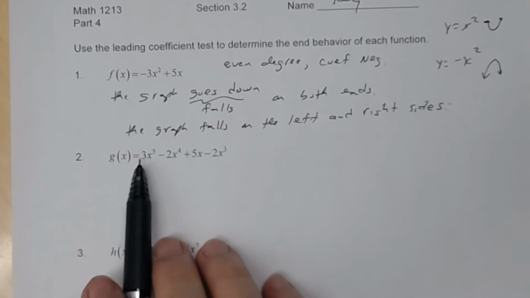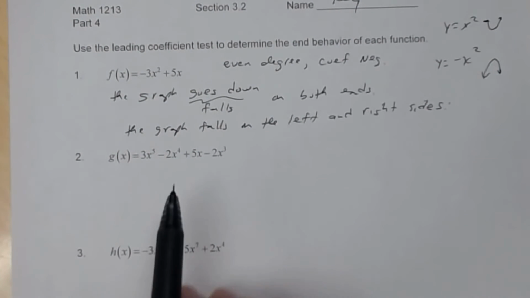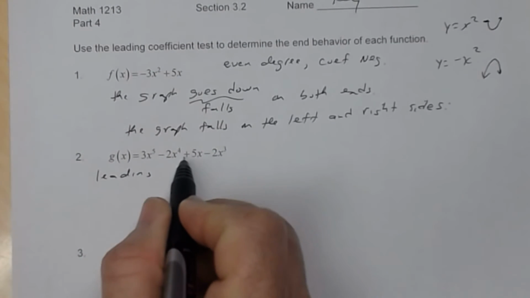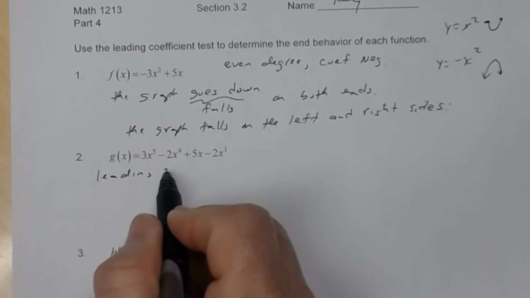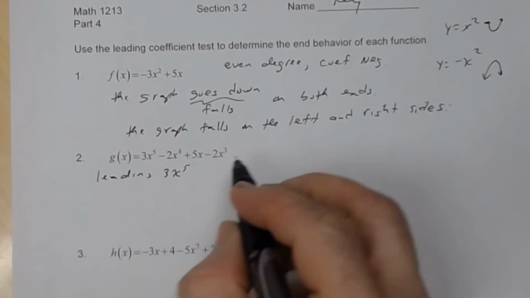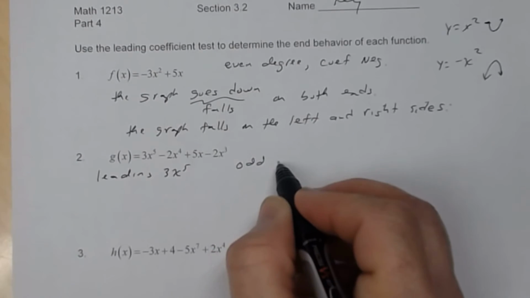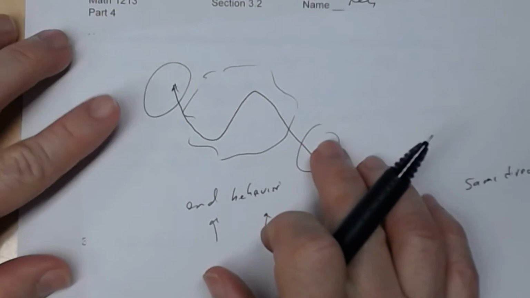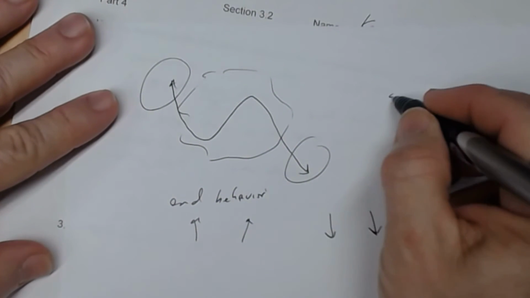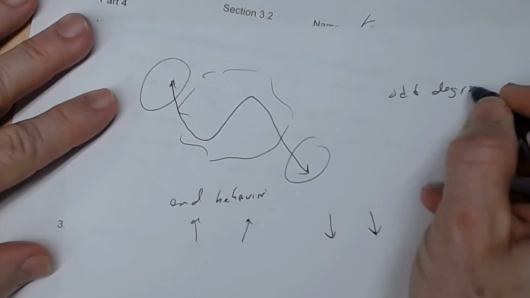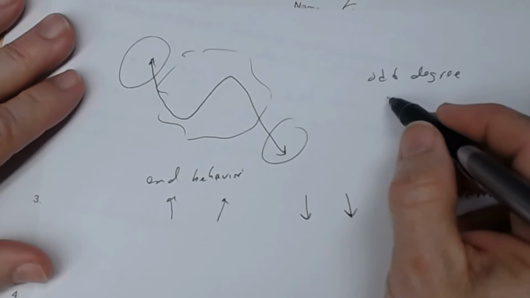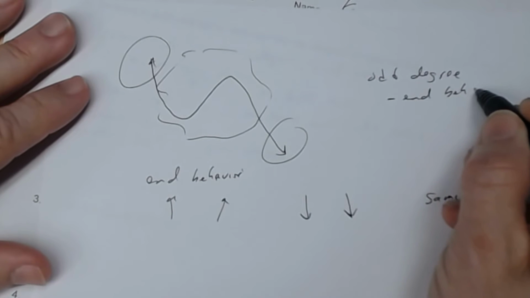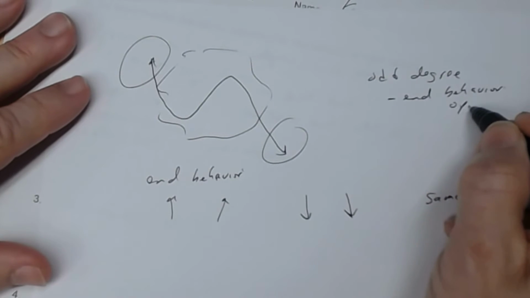Now let's look at this one. First of all, we've got to make sure we know which one is the leading term. The leading term in this one is the one with the larger degree. So that's this one here: 3x to the 5th. The degree is odd. With an odd degree, the end behaviors are in opposite directions.